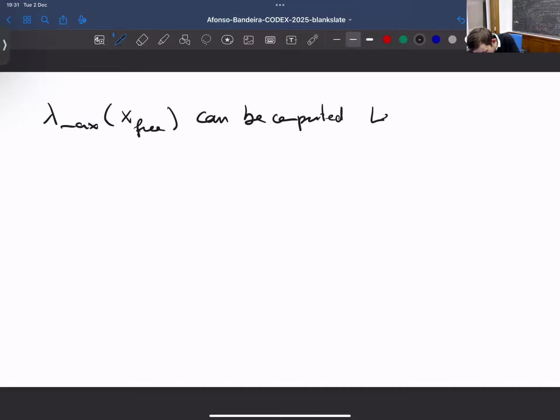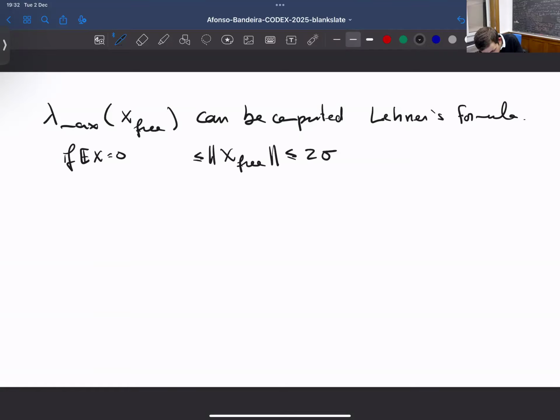Something called Lehner's formula. It's some variational formula. I'm not saying it's easy, but it's a completely deterministic thing. It's a deterministic object. Okay, and in particular, say if the expectation of x is 0, you get relatively easily theorems like this, that x free is at most 2 sigma and at least sigma. There is no log factor. And so you immediately get theorems like expected value of x minus expected value of x is smaller or equal than 2 sigma plus some error term that will be smaller.